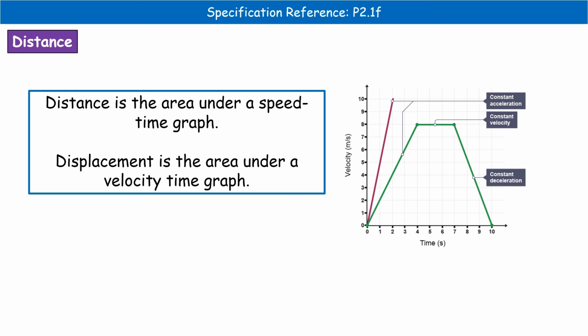So if we were to be trying to do this for the green line, we would divide it up into our two triangles and the rectangle. So work out your areas of the two triangles, and then you would add it to your rectangle. So what we have is the area of triangle plus the area of the second triangle plus the area of the rectangle gives us the total, in this case, displacement, because it is a velocity time graph.